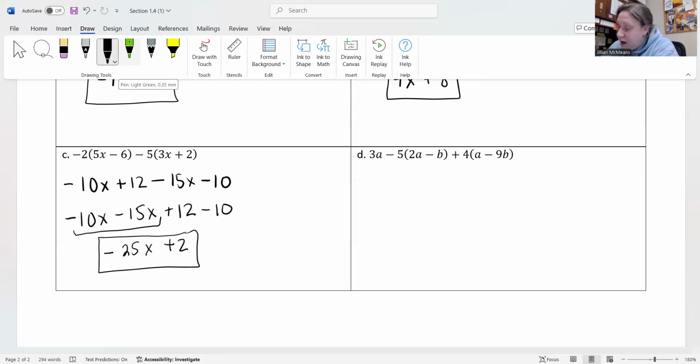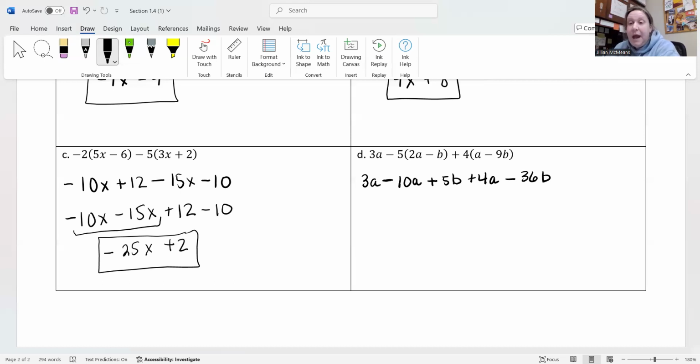Okay. So I'm going to go ahead and drop down 3a. And then I'm going to distribute negative 5 through the first set of parentheses. So negative 5 times positive 2a is going to be negative. And it's going to be negative 5 times 2, which is 10. And then just keep the a. And then negative 5 times negative b is going to be positive, and I just want to write that as 5b. And then next, I'm going to distribute a positive 4. So positive 4 times a is just going to be positive 4a. And then 4 times negative 9b is going to be negative. 4 times 9 is 36, and then I want to keep the b.